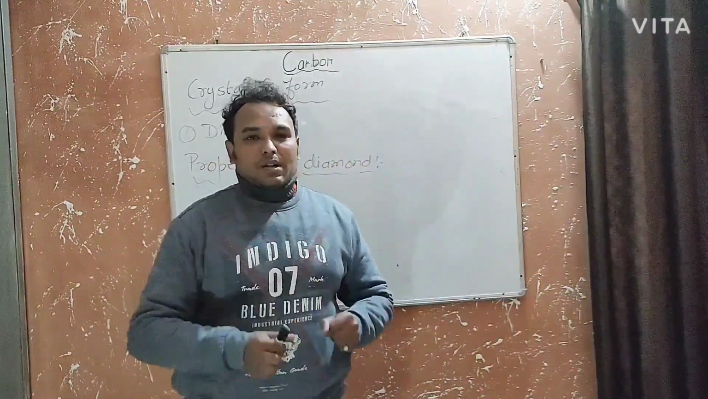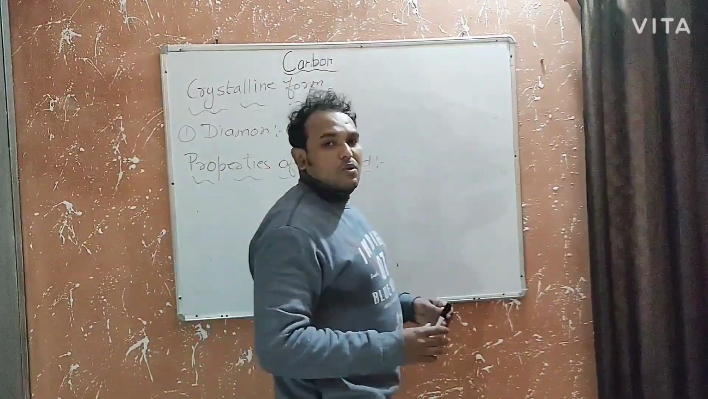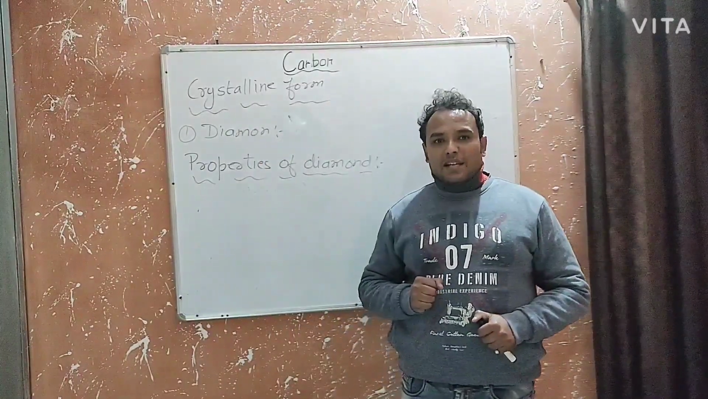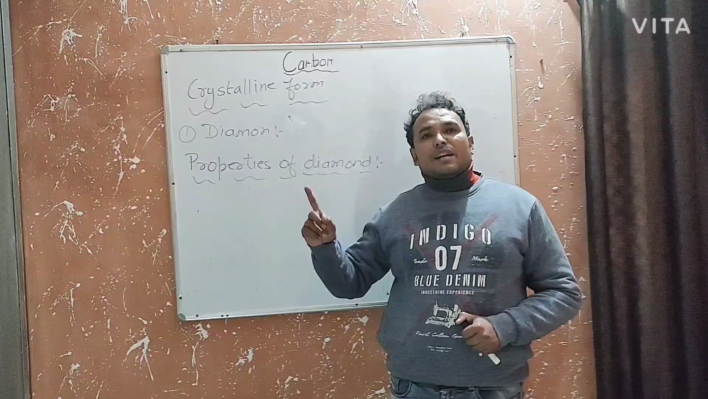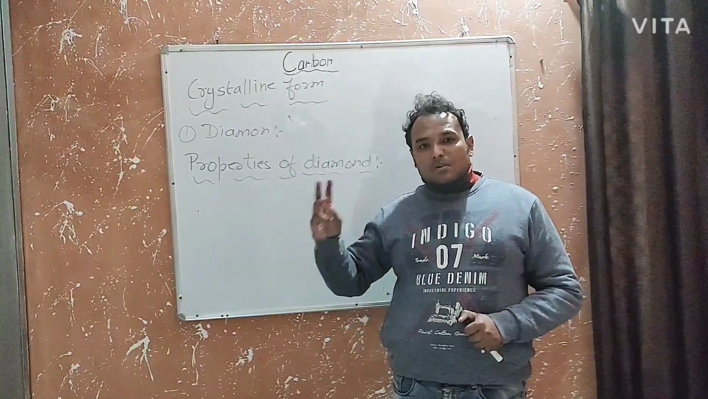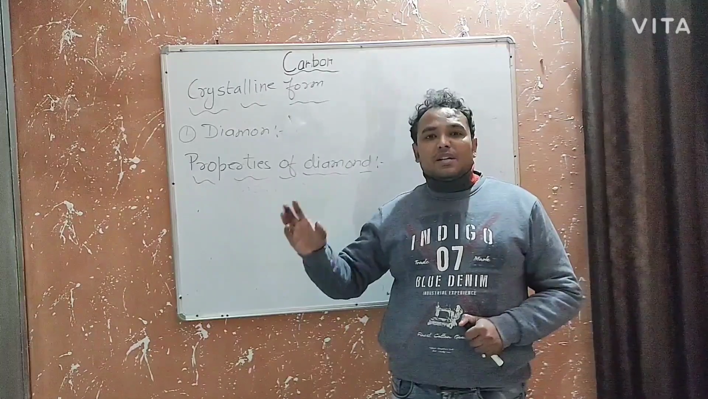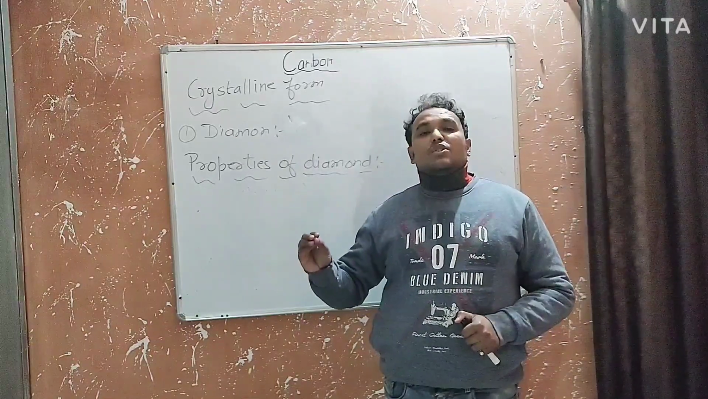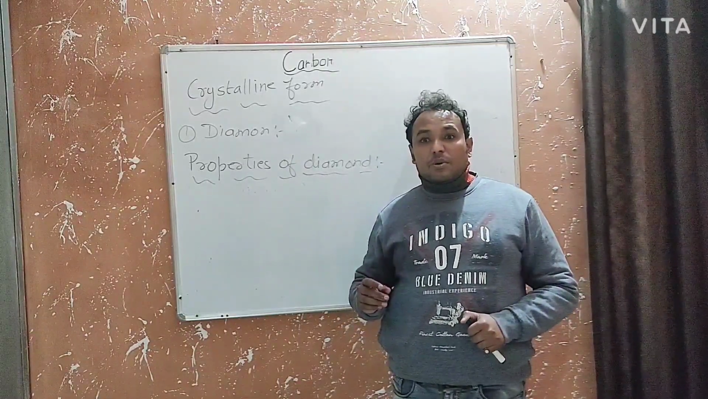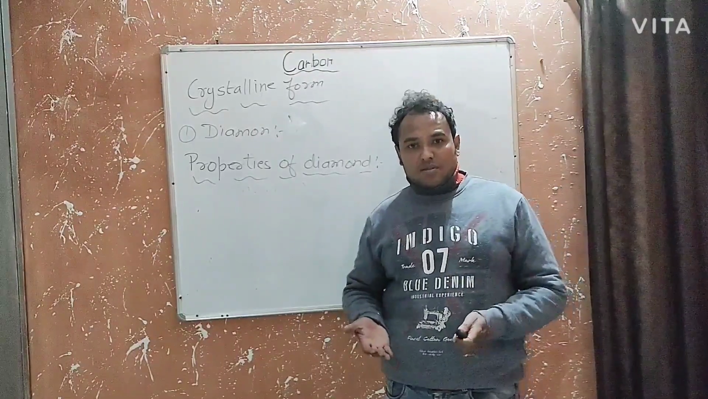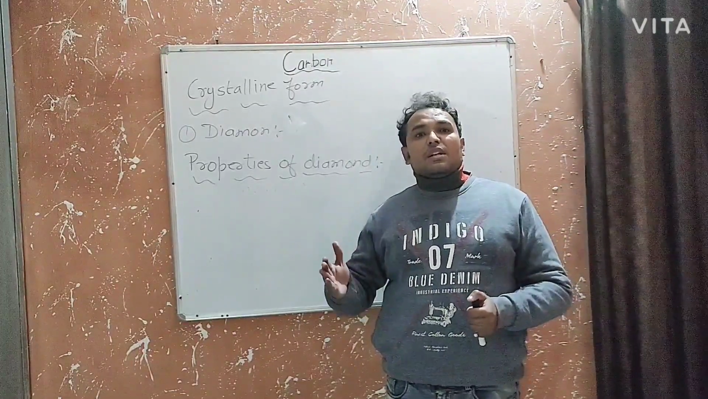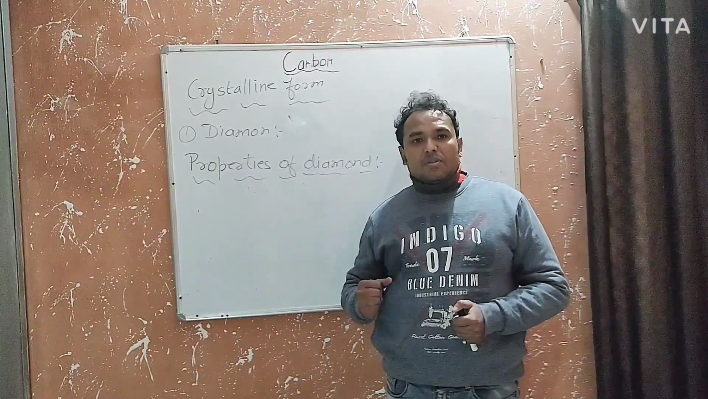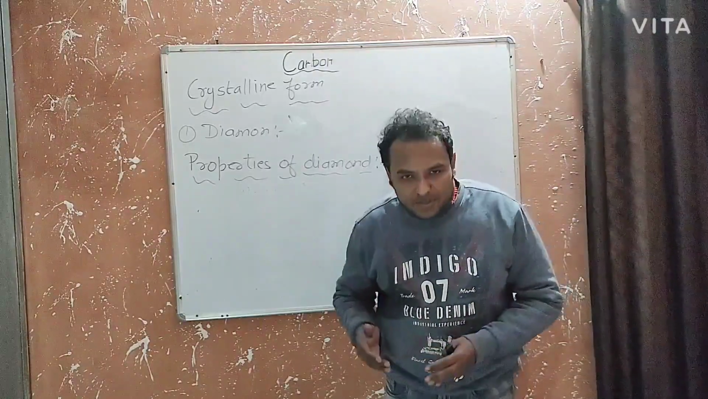Now, what are the properties of diamond? First property, it is a crystalline form of carbon. Second, it is a bad conductor of electricity. Third property, it has a brilliant spark. Because it has a brilliant spark, it is used in jewellery. Next property, being the hardest substance, it is used for cutting tools and grinding rocks. So these are some properties of diamond.